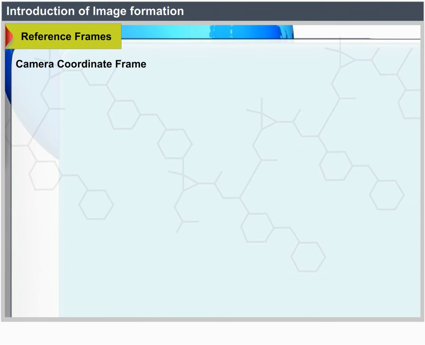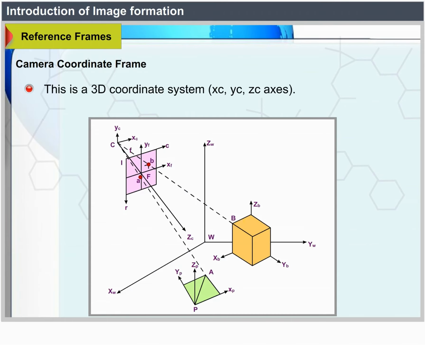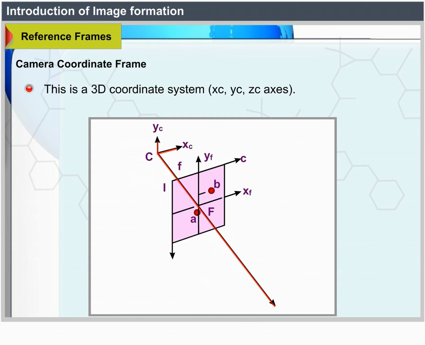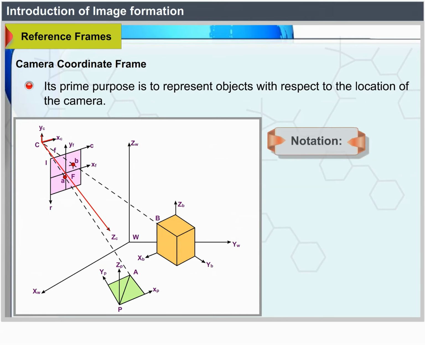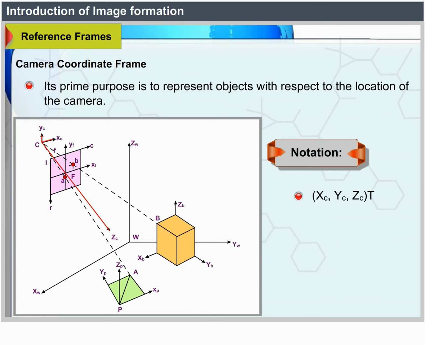Camera coordinate frame. This is a 3D coordinate system with xc, yc, zc axes. Its purpose is to represent objects with respect to the location of the camera. Notation: (xc, yc, zc)^T.